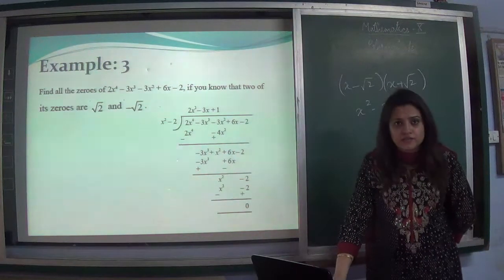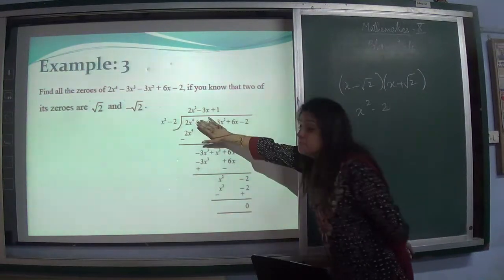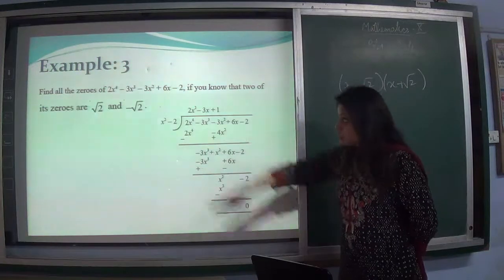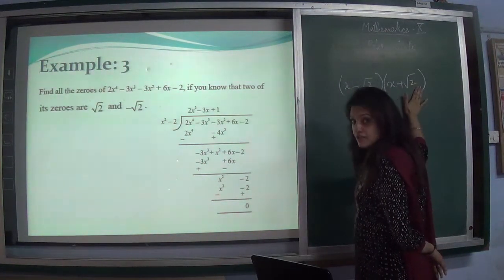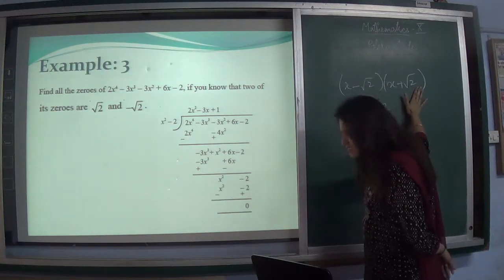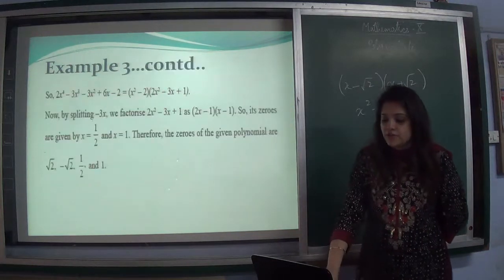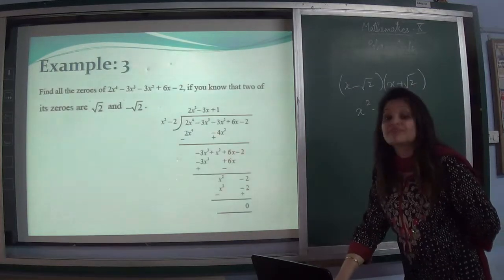What do we do next? Have we got the other zeros? No. Remember, it's a biquadratic. How many zeros will it have? 4. Remember, 2 we already have, root 2 and minus root 2. The other 2 are going to come, remember the factor theorem? Yes, it's going to come from the quotient. That is, now we're going to factorize the quotient.